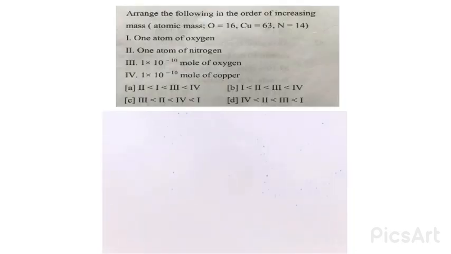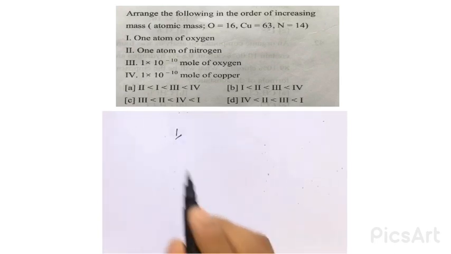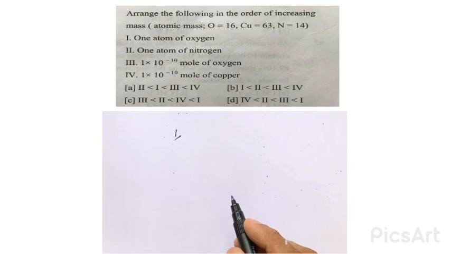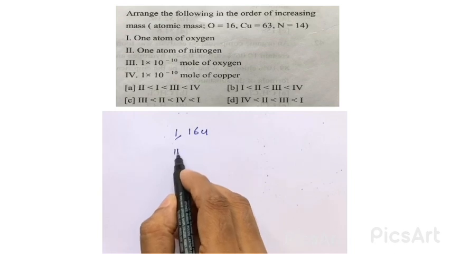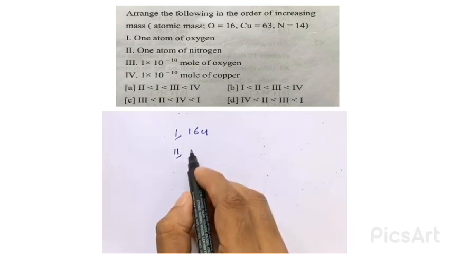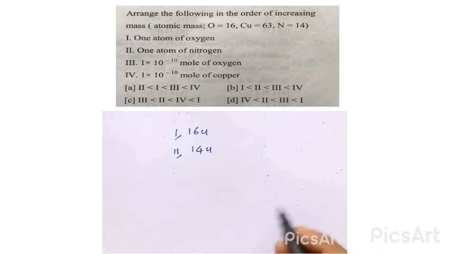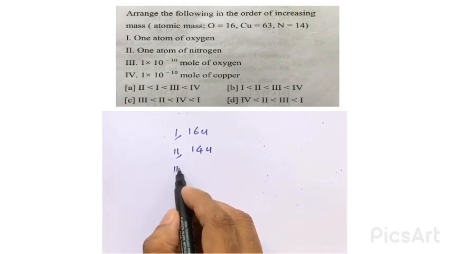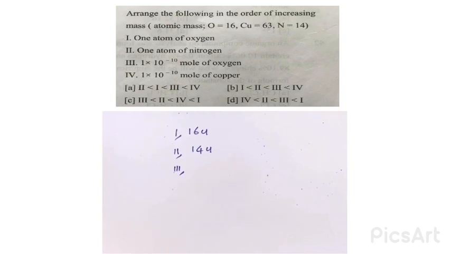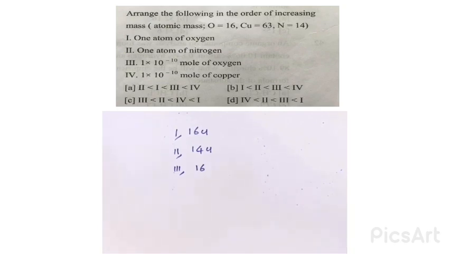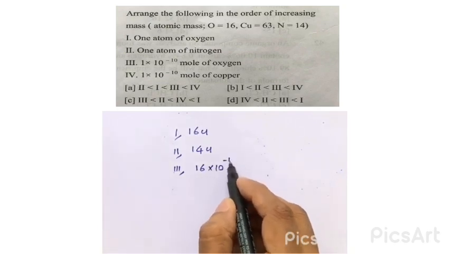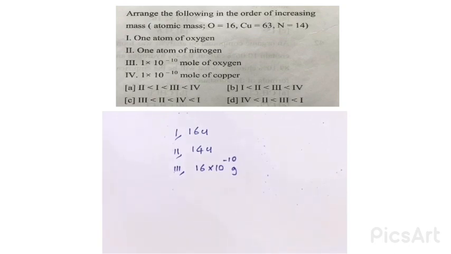In this question, we have to arrange the masses in increasing order. Number 1. One atom of oxygen. One atom of oxygen has a mass of 16 u. Then one atom of nitrogen has a mass of 14 u. Then 1 into 10 raised to minus 10 mole oxygen. Oxygen has atomic mass 16, so 16 into 10 raised to minus 10 gram, because molar mass is given in gram.